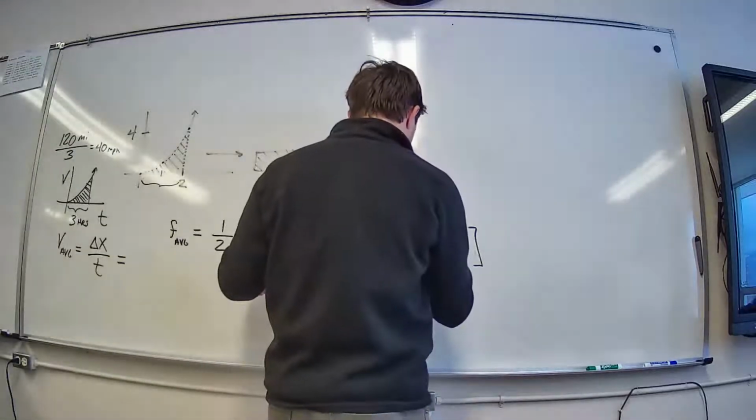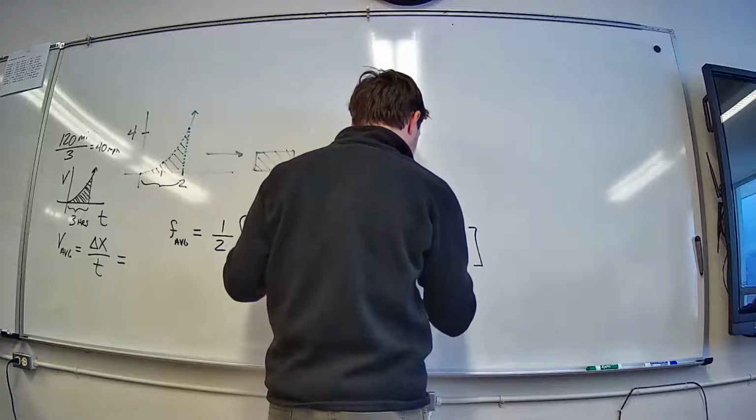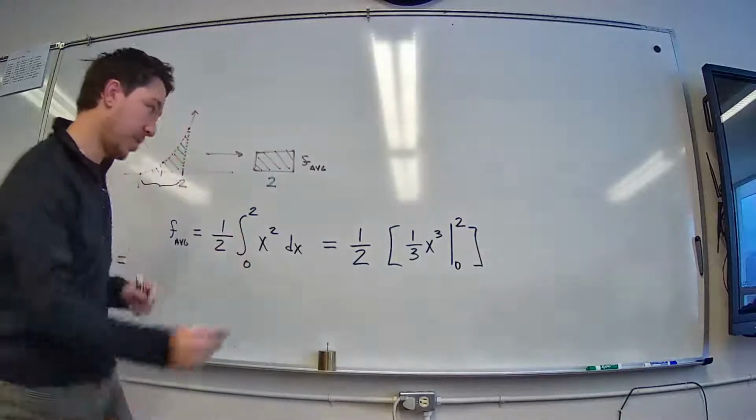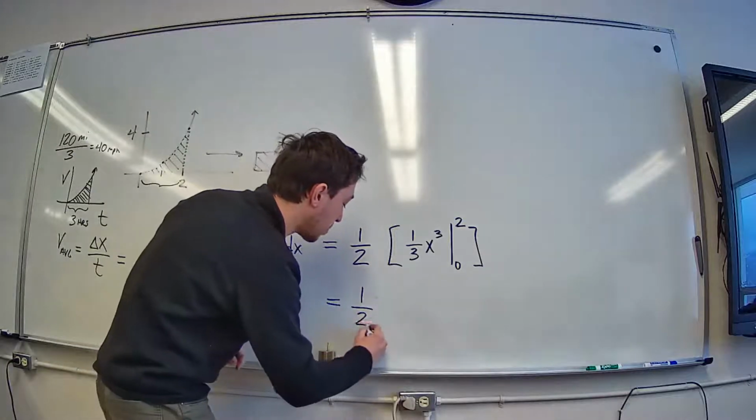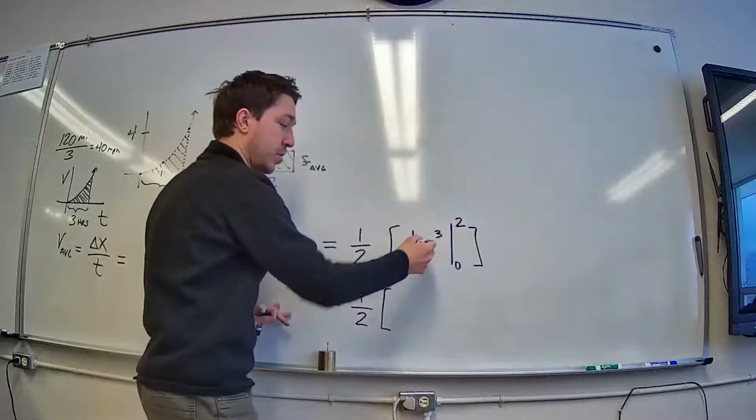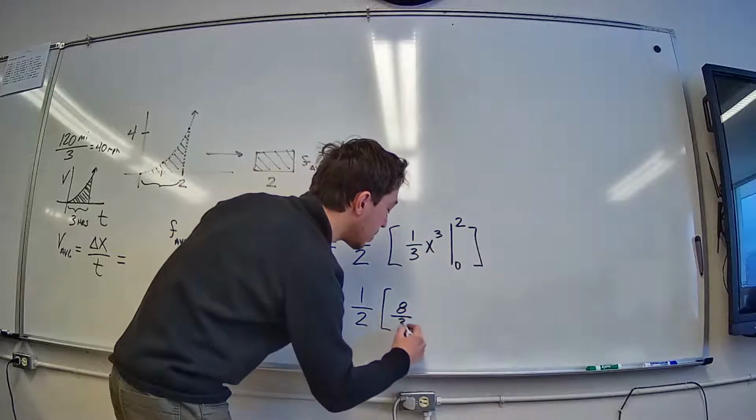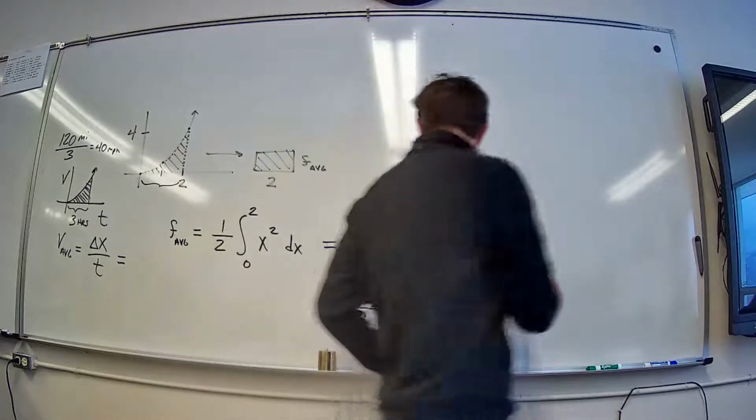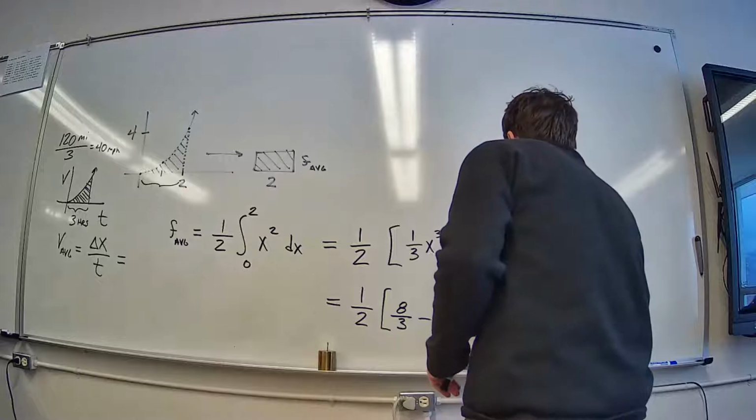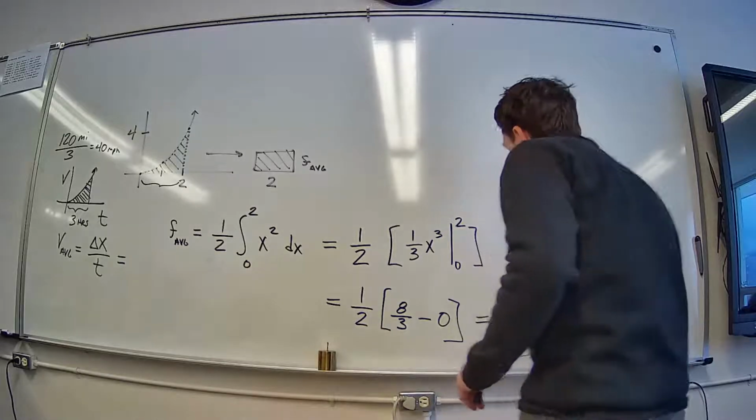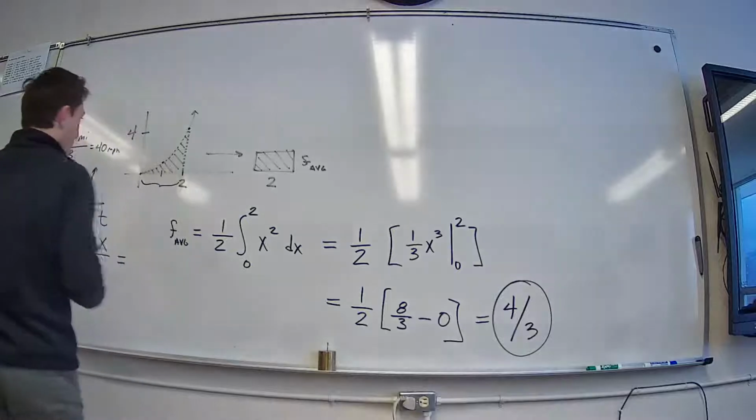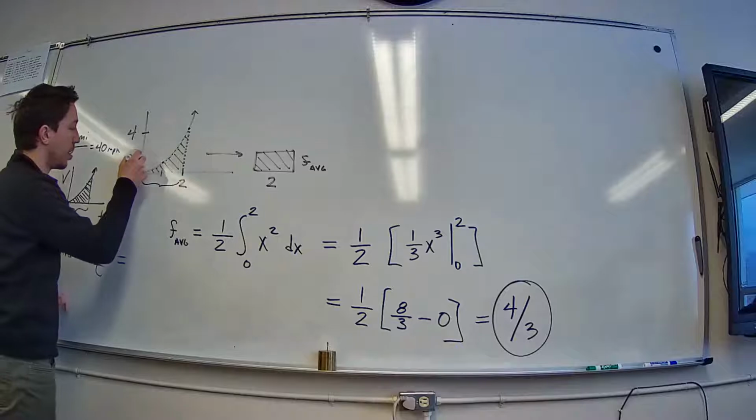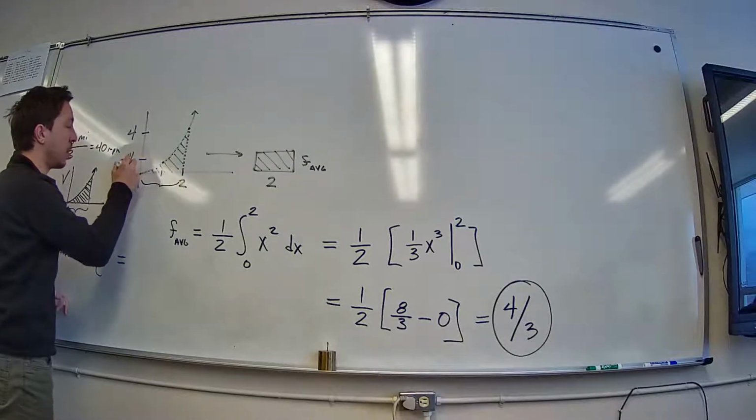Anyway, the integral is 1/3 x cubed evaluated from 0 to 2. Carefully plug in the 2, get 8/3. Plug in the 0, get 0. And so what's our answer? 4/3. So a third of the way, a third of the height, basically.